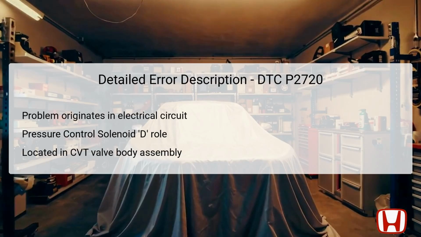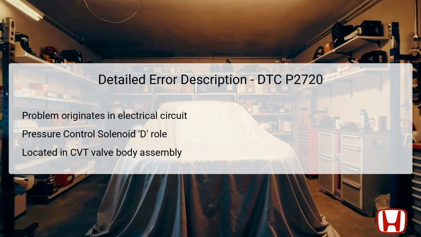DTC P2720 primarily indicates an issue with the electrical circuit related to the Pressure Control Solenoid D in the CVT system. The role of this solenoid is critical as it regulates the hydraulic pressure necessary for smooth transmission operation. This solenoid is located within the valve body assembly of the CVT, and it works in tandem with various other components to maintain optimal fluid pressure. An effective solenoid function ensures accurate gear shifting and vehicle performance.